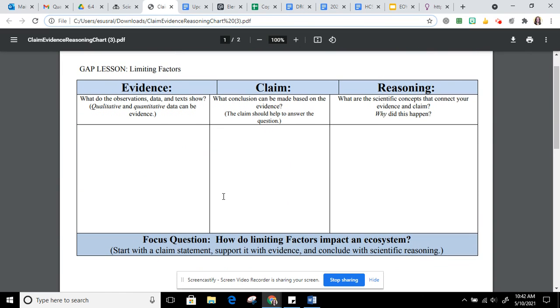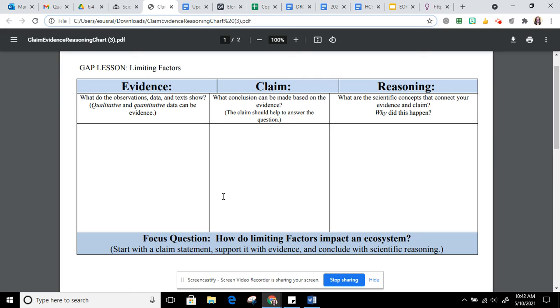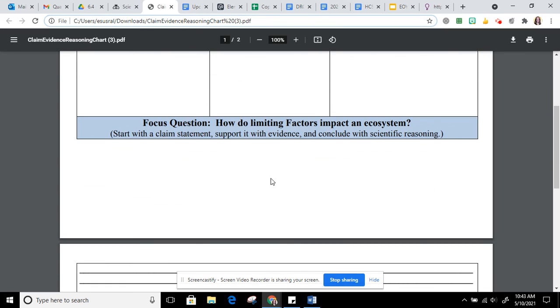So just as a recap, you're finding evidence, you're making a claim, and then you're providing that reasoning, that why. Then you're putting those together, starting with your claim, then supporting it with evidence, and concluding with that scientific reasoning. Okay? All right, so then when you're done, you're going to submit these two worksheets, unless you write or type your focus question here.